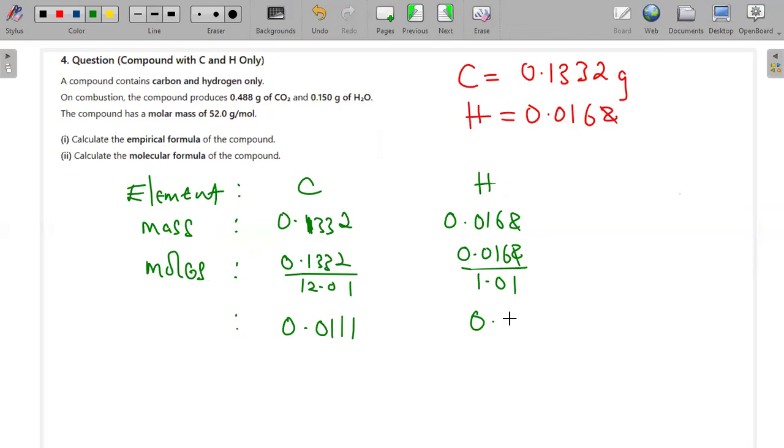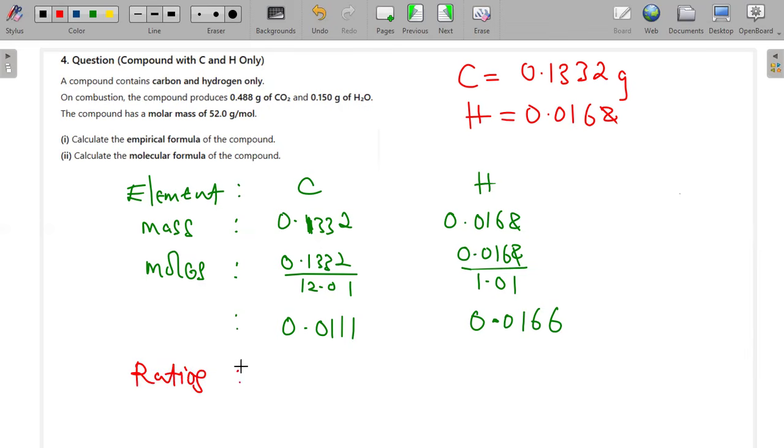I'm getting a similar answer. 0.0166. Okay, so those are the moles that I'm getting. And then from the moles, we go to find the ratios now.